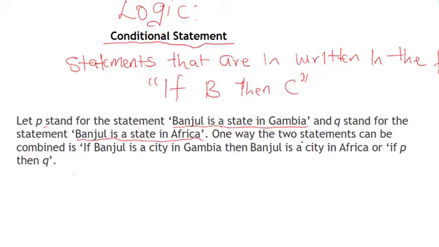One way the two sentences can be combined: look at the rule I stated earlier, that a conditional statement says if, then. So the sentence can be written: if Banjul is a city in Gambia, then Banjul is in Africa. Because if Banjul is a city in Gambia and Gambia is in Africa, then Banjul is in Africa.